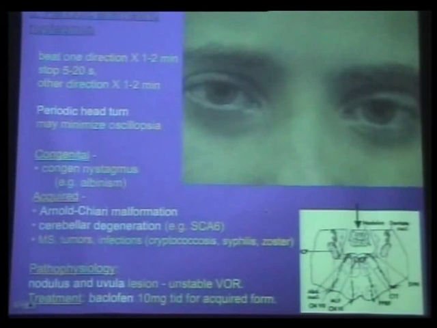Now, this is a fun one. This one always confuses people because the resident goes in and tells you that they have a right beating nystagmus. You go in there, you say, no, we're talking about it's left beating. You're kind of wondering if your resident has got some problems with directional information. But both of you are right, because you're seeing the patient at different times. This thing causes the eyes to beat in one direction for 1 to 2 minutes, stops 5 to 20 seconds, and then goes in the other direction for 1 to 2 minutes.